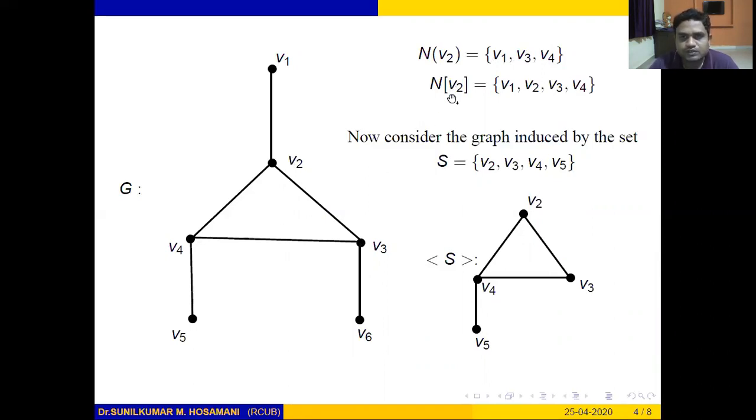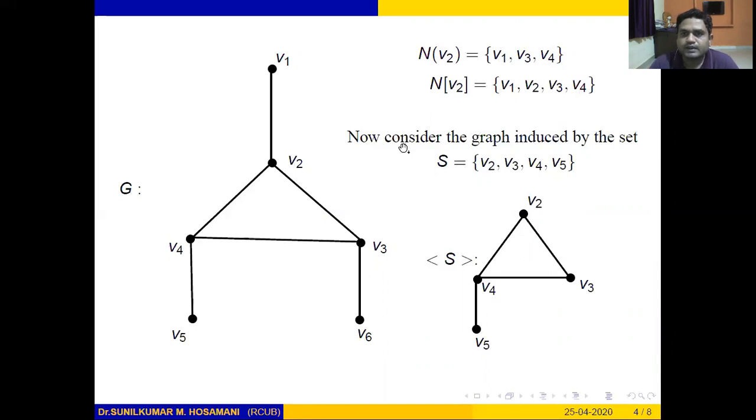The next definition is closed neighborhood. The closed neighborhood of vertex v2 is the open neighborhood of v2 union v2. By using that definition, the closed neighborhood of vertex v2 is {v1, v2, v3, v4}.